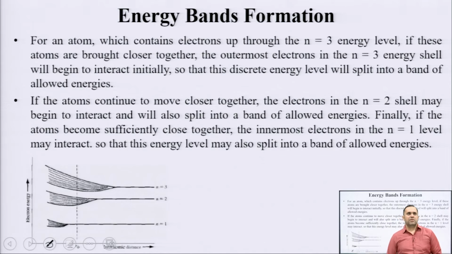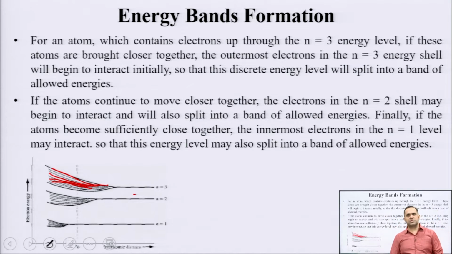So, for an atom which contains electrons up to the n equal to 3 energy level, if these atoms are brought closer together, the outermost electrons in the n equal to 3 energy shell will begin to interact initially, so that this discrete energy level will split into a band of allowed energies. These allowed energies are still quantum solutions of Schrodinger's wave equation, and they are so closely spaced that we call them an energy band.